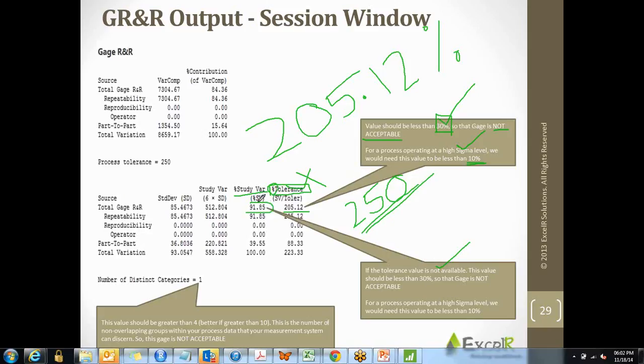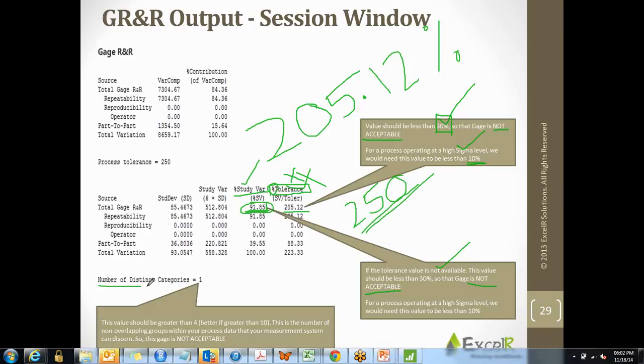If that was not given, then we look into this value. Only if tolerance percentage is not given, then we look into percentage study variation. This value that I've just highlighted here should actually be less than 30%. Here this value is not less than 30%, it is greater than 30%. So what do you say? My gauge is not acceptable based on the table that I've just shown you.